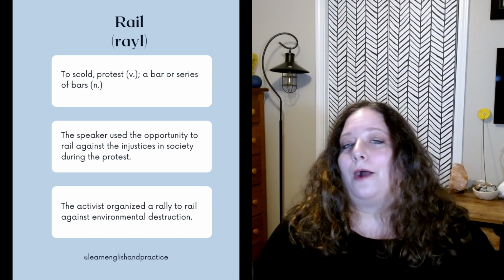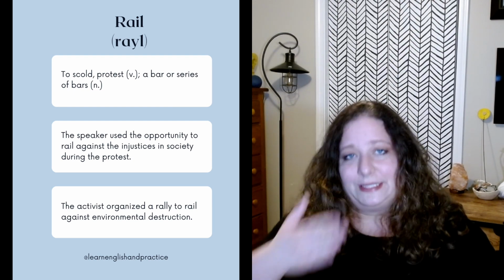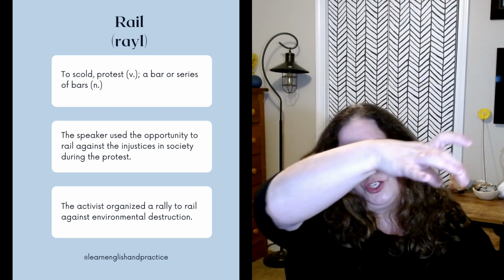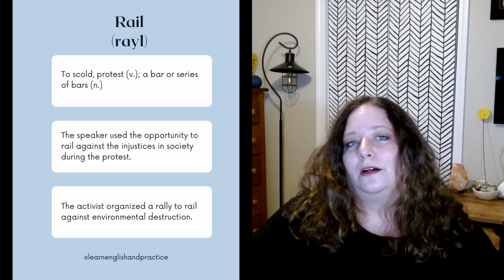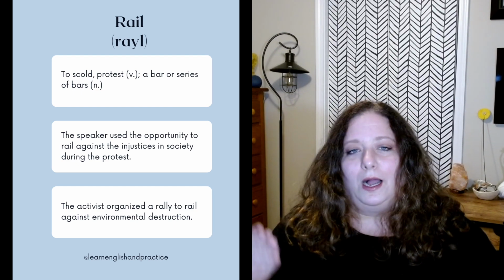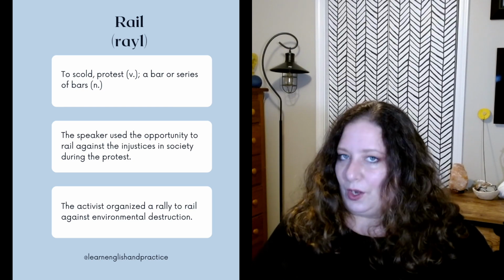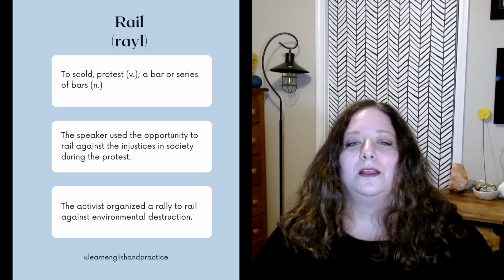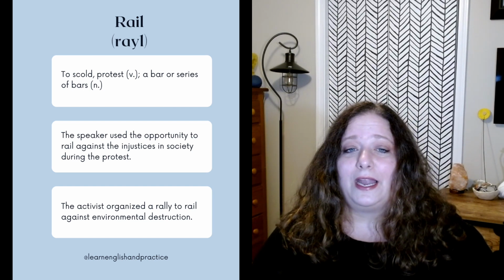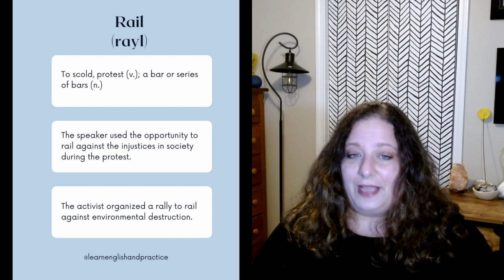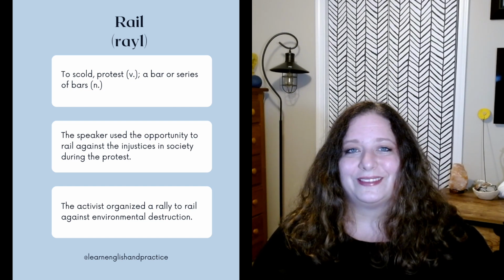And then in the noun sense, you know the word railroad. Railroad refers to a series of rails on which a train runs. So there we have an example of rail in a noun. So these two examples show rail as a verb. Let's go ahead and listen to the examples. The speaker used the opportunity to rail against the injustices in society during the protest. The activist organized a rally to rail against environmental destruction.